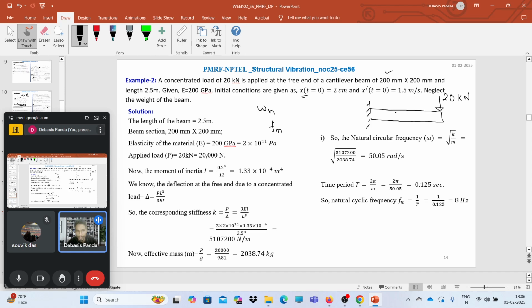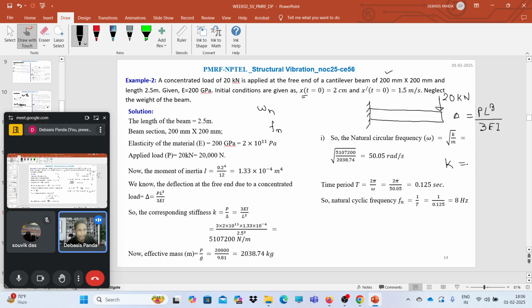So it's a cantilever beam. One concentrated load is acting on the free end. So what will be the deflection at the free end? Delta is nothing but PL cube by 3 EI. Right? Now we can find out the K.